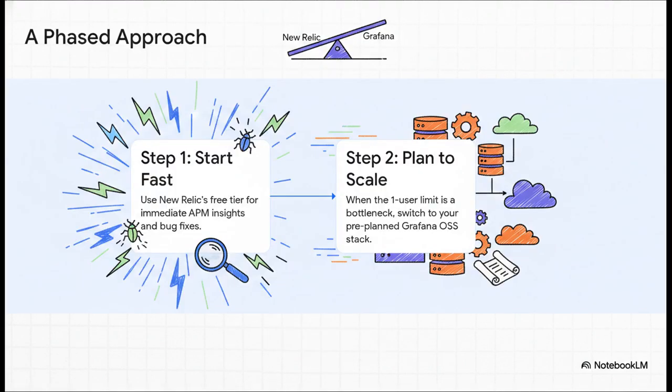Here's the thing. This isn't an all-or-nothing choice. The really smart path here is a phased approach that gives you the best of both worlds. Start with a New Relic free tier. Get that immediate visibility, squash your most critical bugs today. But in parallel, start planning your self-hosted Grafana stack. The very moment that one-user limit starts to feel like a real bottleneck, you'll be ready to execute your plan and make the switch without missing a beat.